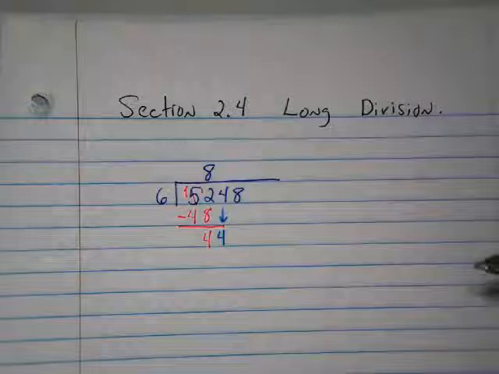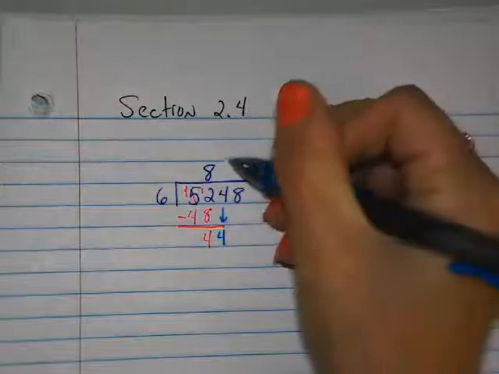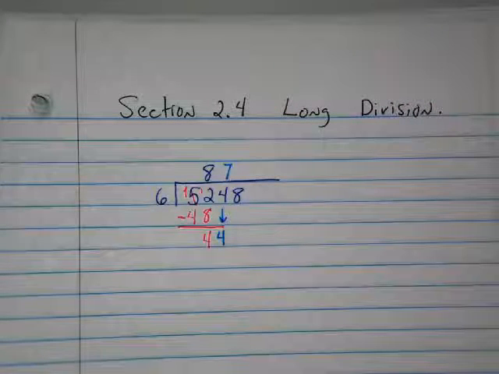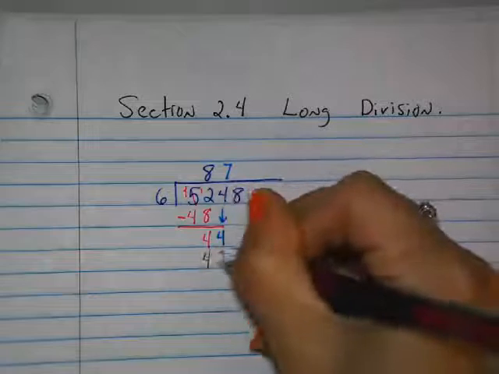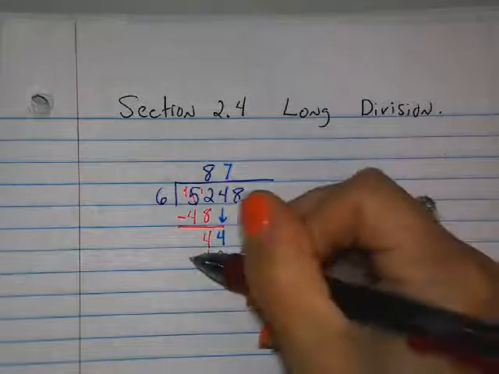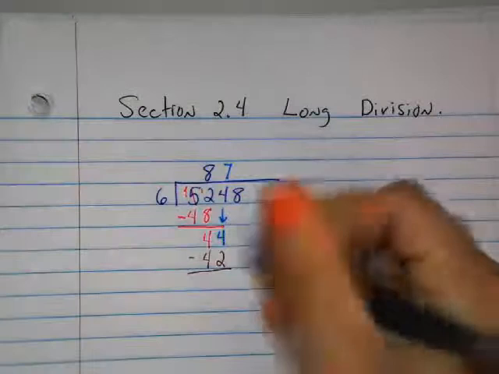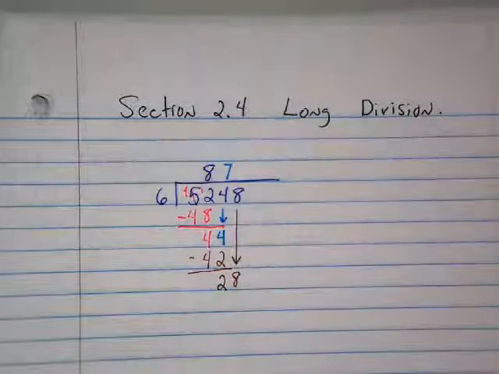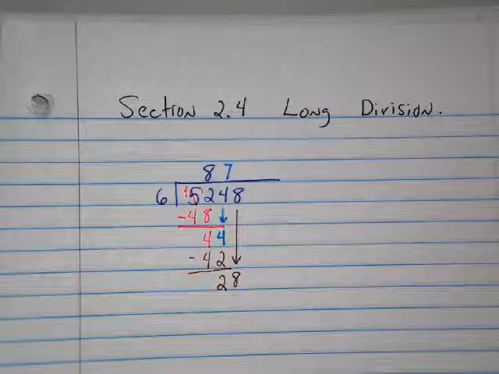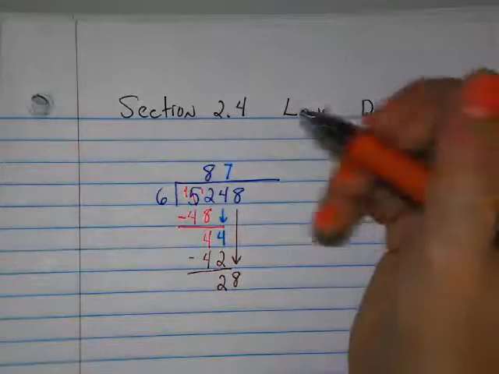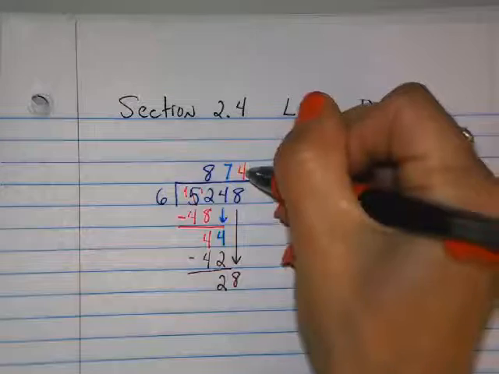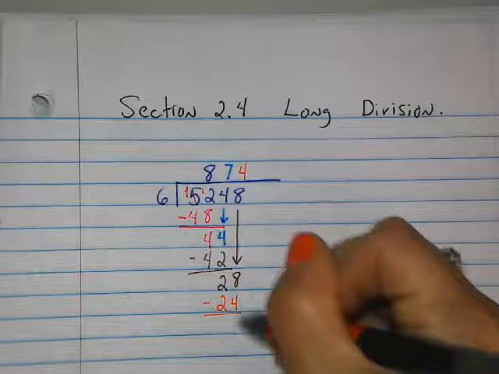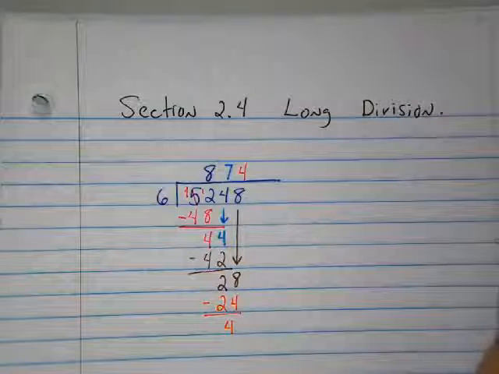You would say, how many times does 6 go into 44? And that's 7 times. And now you'd go ahead and multiply. 7 times 6 is 42. And again, you would now subtract. 44 minus 42 is 2. Bring down your 8. And last, you would say, how many times does 6 go into 28? 4 times. 6 times 4 is 24. And now you would subtract and get a remainder of 4.